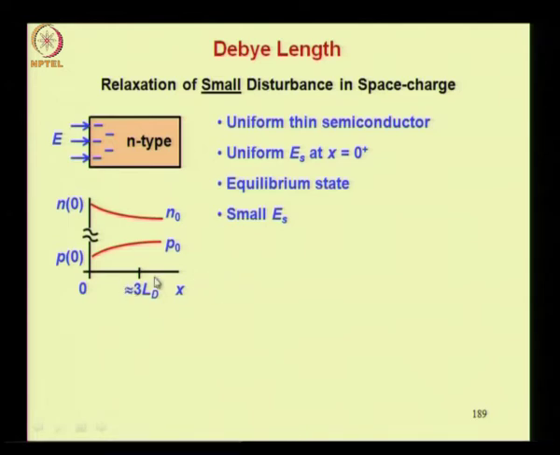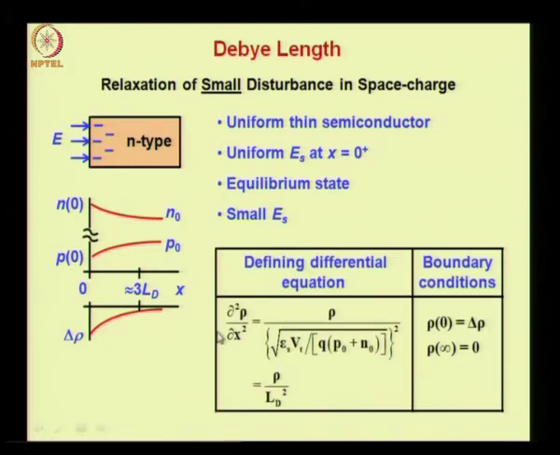Now 3 times Ld, where Ld is the Debye length, is approximately the region over which the space charge decays to 0. The space charge due to disturbance in electron concentration and hole concentration is what is shown here. The initial value of the space charge, that is the value at x equal to 0, is delta rho.